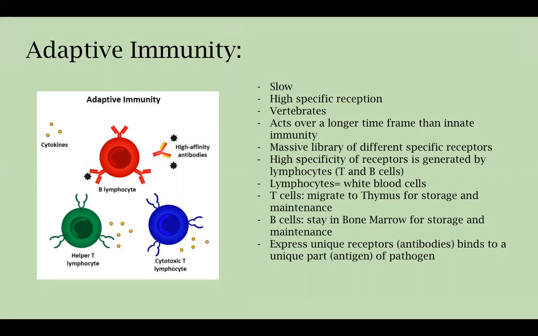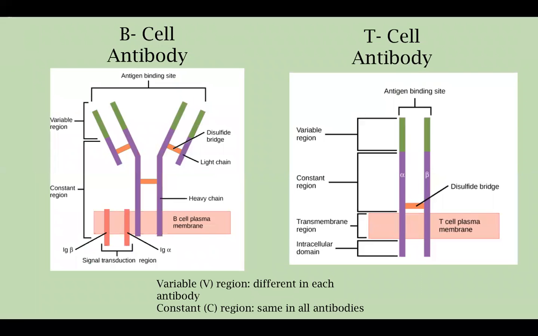These cells express unique receptors called antibodies that bind to a unique part of the pathogen called an antigen. So let's take a closer look at the structure of an antibody on a T and B cell. On the left, we have an antibody of a B cell, and on the right, we have an antibody of a T cell. Both contain variable and constant regions. The variable region is different in each antibody and gives the antibody a unique antigen binding ability. The constant region, on the other hand, is the same in all antibodies.